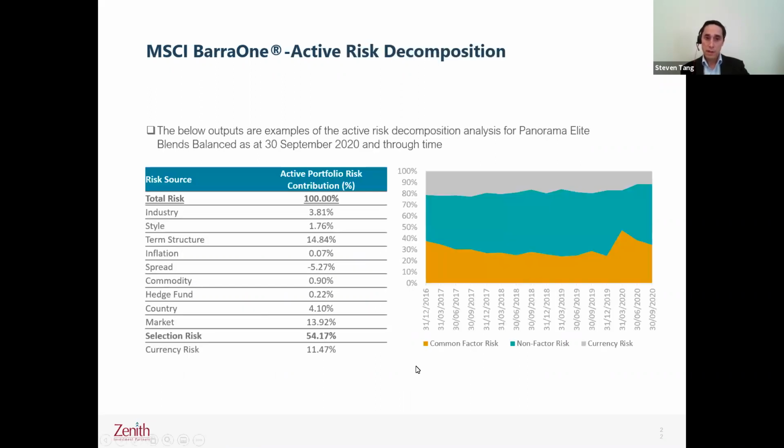So this one is an active risk decomposition. Michael spoke about looking at risk and decomposing it. So this is really going at a holistic portfolio basis. This is not looking at individual funds. This is looking at the actual overall portfolio and the active risk.